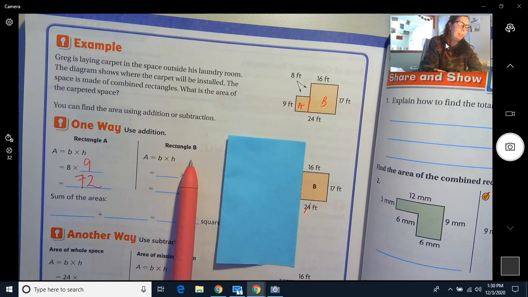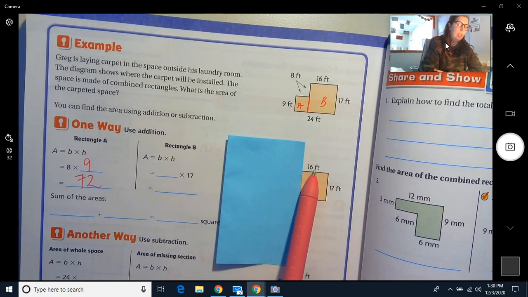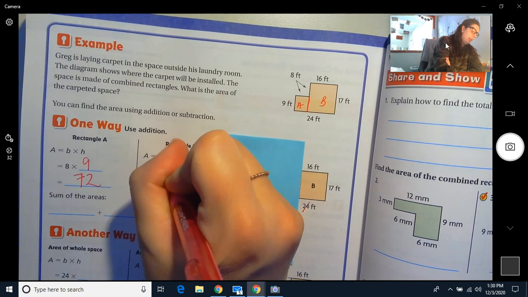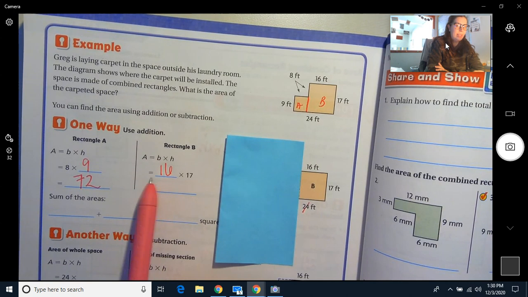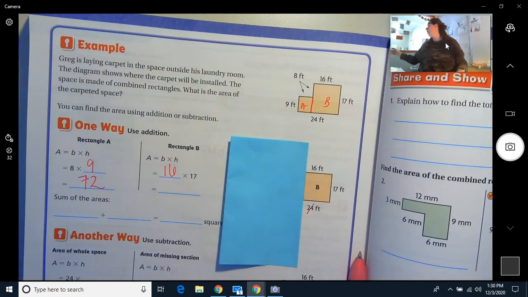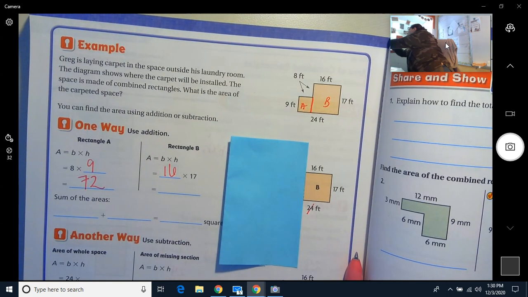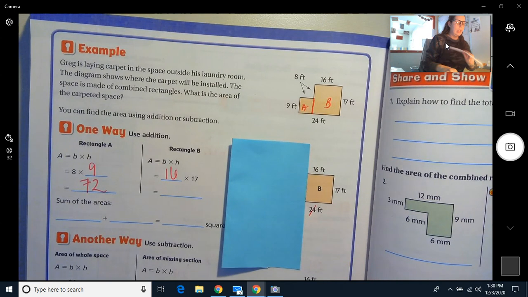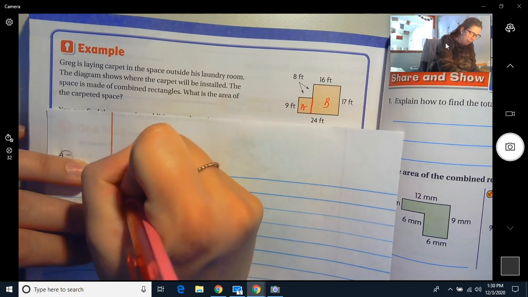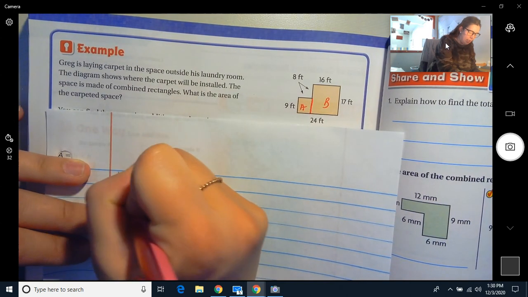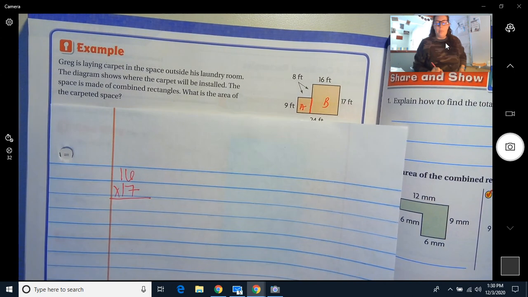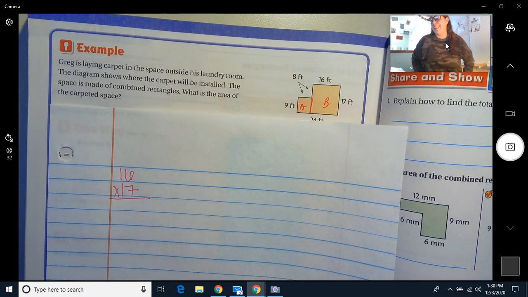If I look at my problem, base times height, base is blank. That's where I would put 16. Now, we don't know 16 times 17 off the top of our head, but Mrs. Cox is going to grab a scrap paper and we'll work on it together. So here's my scrap paper. I'm going to take 16 times 17. If you would like to help me with this math problem, please comment with the letter E in the chat.